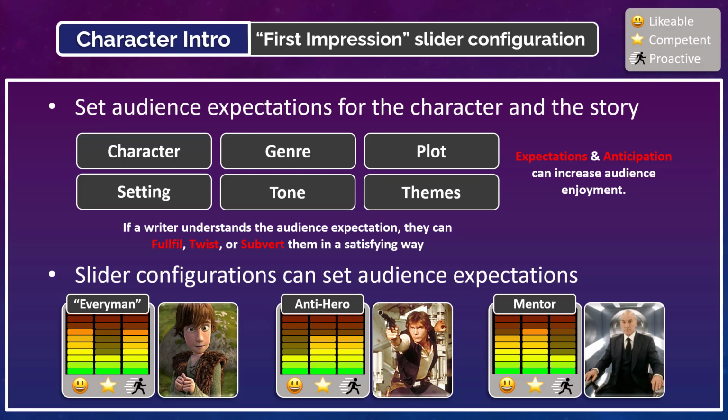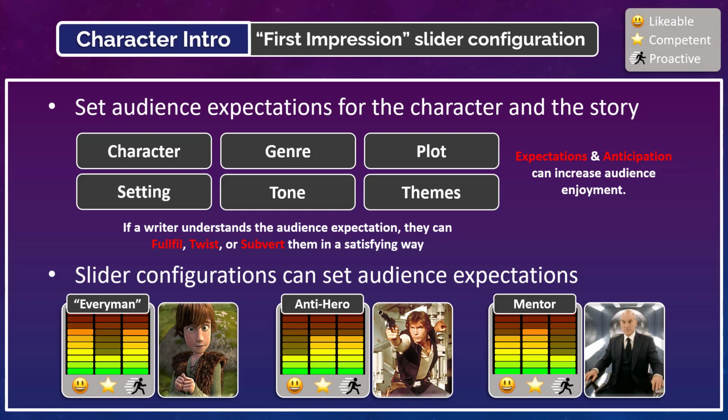A high likability, high competence, low proactivity character could be a mentor. They will pass on knowledge to help the protagonist increase in competence, and then will probably disappear from the story, so the protagonist is forced to go it alone. A good rule of thumb is that the audience will typically anticipate movement on the slider bars. So if a character is low on a slider, they will often expect a story arc increasing that aspect of the character. And if they're high on a slider, there will be a suspicion that that aspect of the character will decrease.